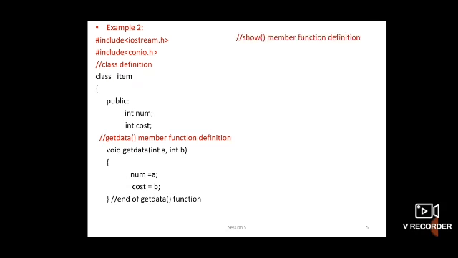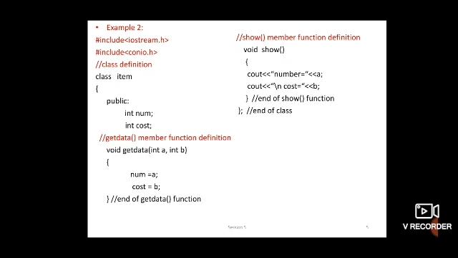Now next, one more member function is defined in the atom class: show. Void show. Now begin, cout, double quotes, number is equal to, a. Write a without double quotes because the actual value will be printed. Now next cout, cost is equal to, extraction operator, b. Now slash n means to print a new line after the cost value. Now end of show function. Now end of class.